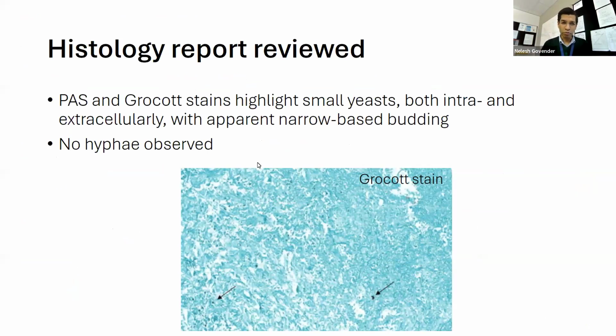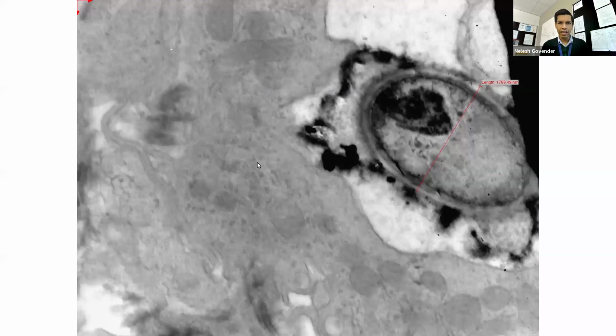So the histology report was reviewed, and the PAS and Grocott stains highlighted small yeasts, both intracellularly and extracellularly, with apparent narrow-based budding. There were no hyphae observed. So this was clearly a fungal cause. But remember, the initial diagnosis was leishmaniasis. So I think they sent this through to Monica Burkhead, who's actually on the call. I spotted her name on the participant list. And Monica created these beautiful pictures to definitively exclude leishmaniasis co-infection.